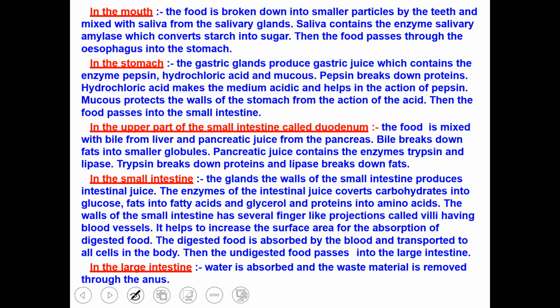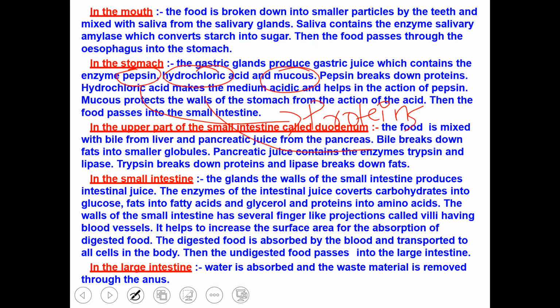Then when we come to the stomach, so stomach will be having the enzyme or a chemical which is called as a pepsin, hydrochloric acid and mucus. So stomach will be having pepsin, hydrochloric acid and the mucus. So pepsin will act on proteins.